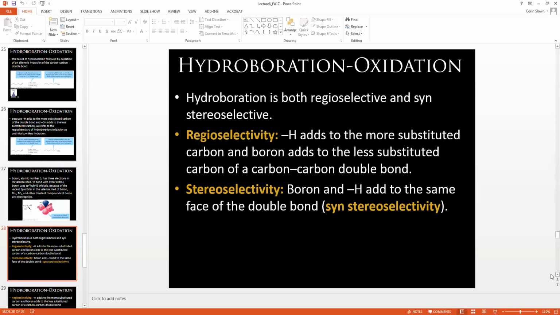Hydroboration is both regioselective and what we refer to as syn stereoselective. Regioselectivity means that H adds to the more substituted carbon, and boron adds to the less substituted carbon of a carbon-carbon double bond. And the stereoselectivity means that boron and hydrogen add to the same face of the double bond. That's what we refer to as syn stereoselectivity, as opposed to trans stereoselectivity, where you would add to opposite sides of the double bond.